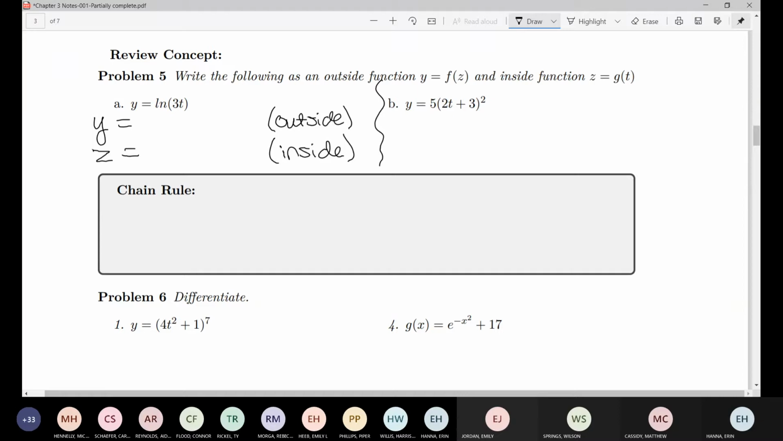Anyway, just watch. So we have natural log of 3t. One thing I suggest if you have trouble figuring out what's the inside and what's the outside function: pretend you're plugging in a number. Say t was 2, and you had to do each step individually. The first thing you'd do is multiply that 2 by 3, and then plug that result into the natural log. The last thing you did was natural log a number, so that's your outside function. So our outside function would be natural log of z, where that inside piece is 3t.